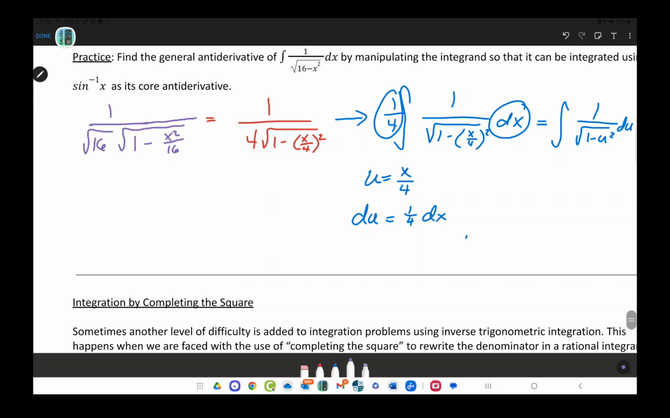So, what is the antiderivative of this? Arc sine, you can write inverse sine of u plus c, which then we do the substitution back in. So inverse sine of x over 4 plus c.